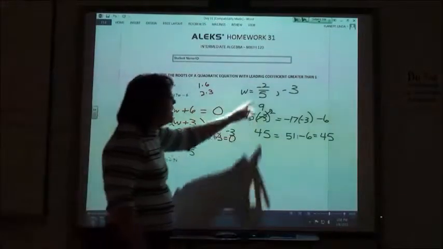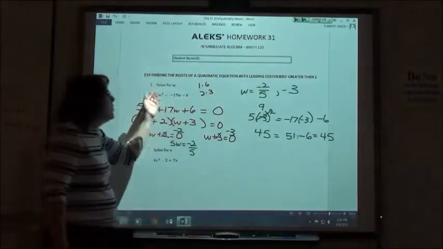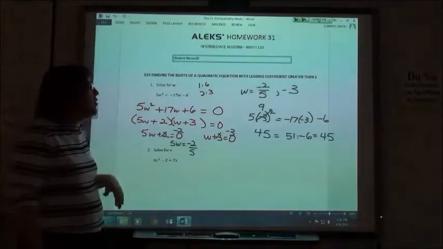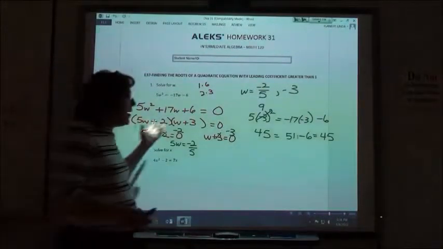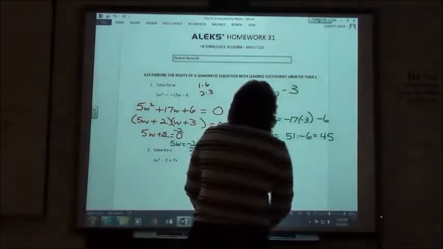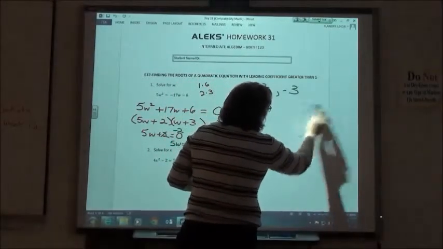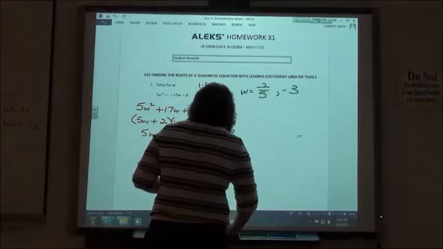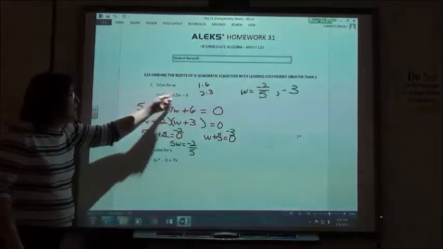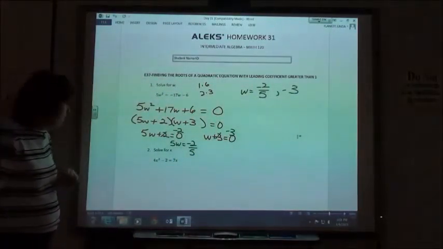I could do the same thing with the negative 2/5. Both sides should be equal to each other. If I use some other number, I'm going to get 2 different answers. So if you really wanted to check, I'd probably just grab my calculator and plug the numbers in and check. Does this side equal this side? Did I do it right?